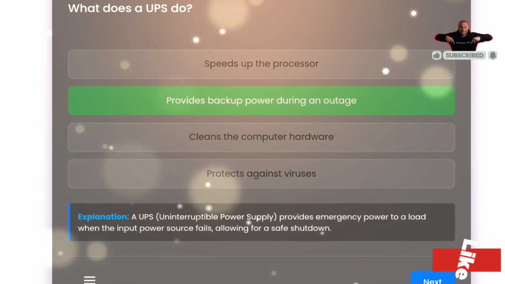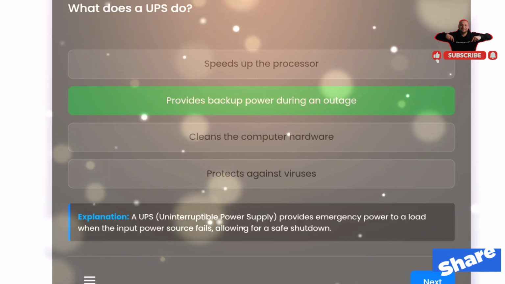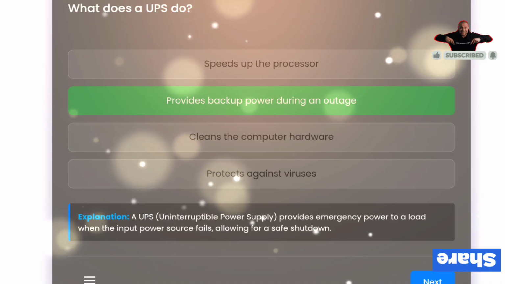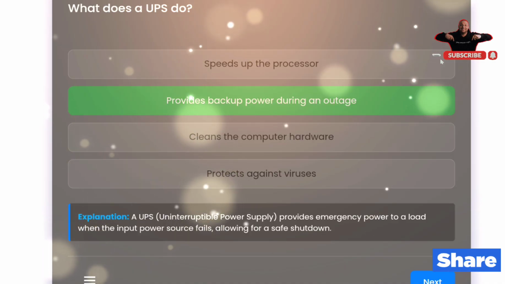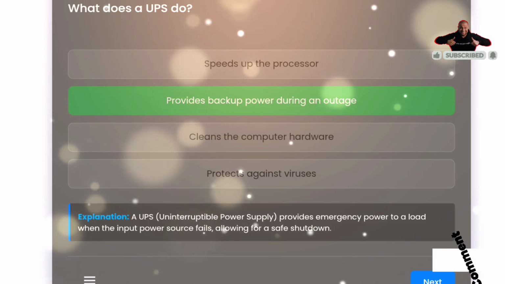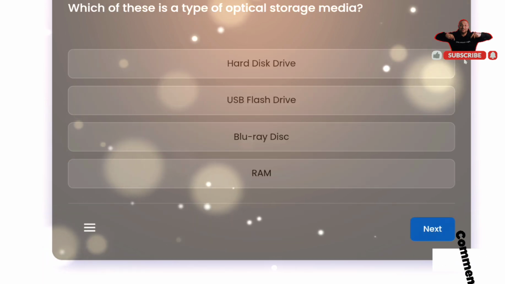UPS का मतलब क्या होता है? Uninterruptible Power Supply. UPS का मतलब क्या होता है? Uninterruptible power supply that provides emergency power to a load when the input power source fails, for a safe shutdown. Next question.